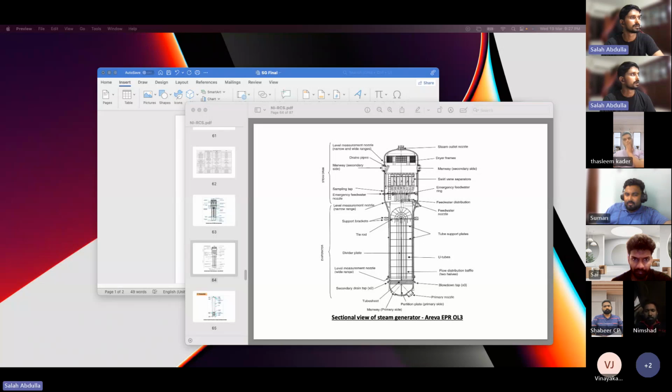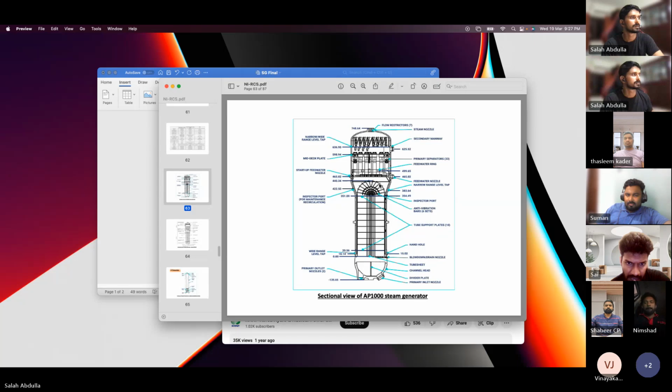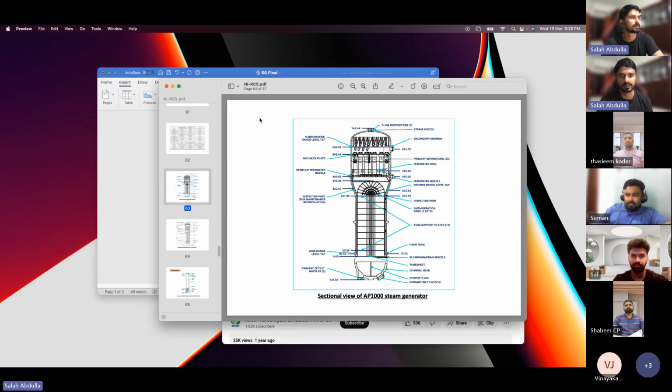I hope you can see the one section view of the steam generator. Yes, yes, you can see. So this is the sectional view of a... I think you can see the view, right? Yes, yes. Okay.